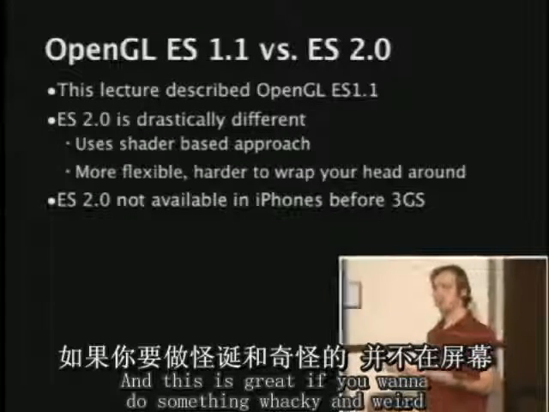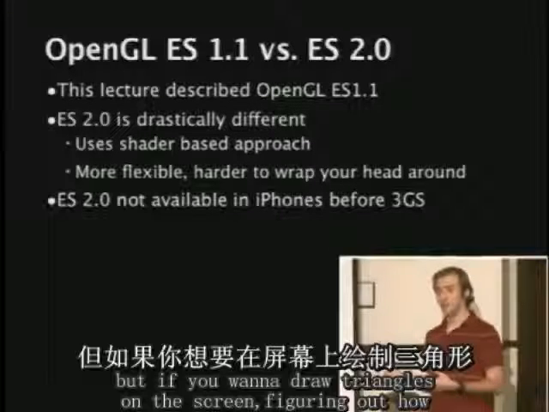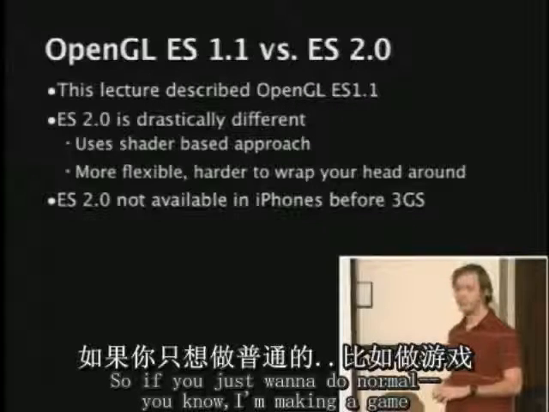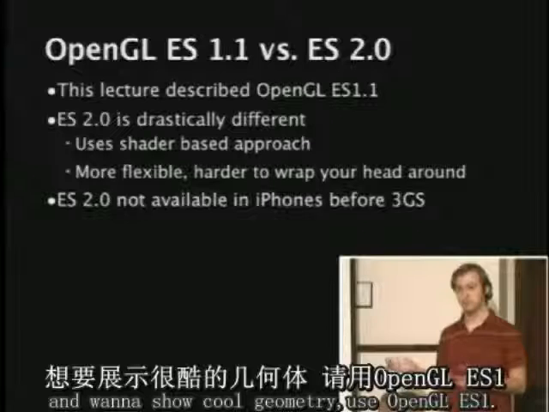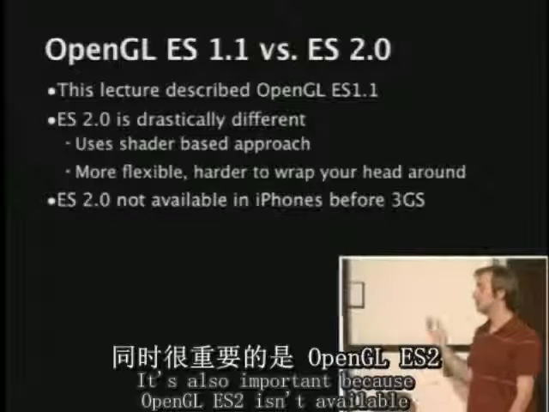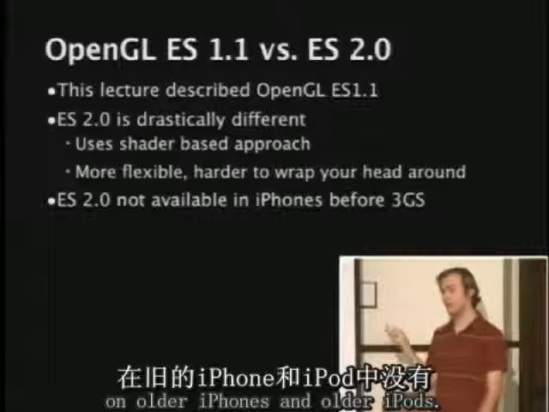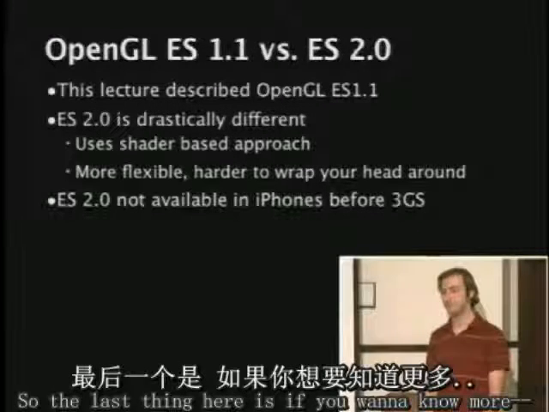And this is great if you want to do something wacky and weird that isn't drawing triangles on a screen. But if you want to draw triangles on a screen, figuring out how to do it is a lot harder. So if you just want to do normal, I'm making a game and want to show cool geometry, use OpenGL ES1. It's also important because OpenGL ES2 isn't available on older iPhones and older iPods. So if you want to be portable on all those devices, make sure you use ES1.